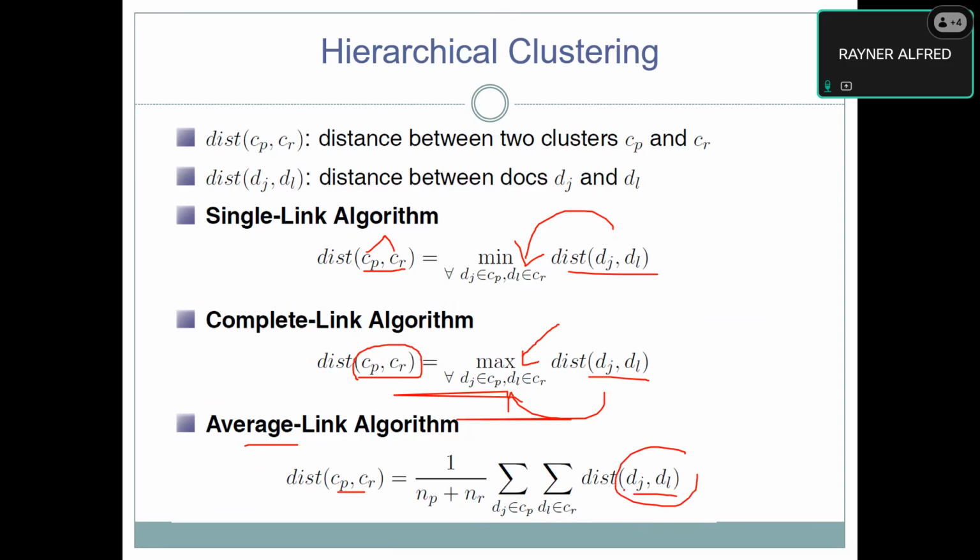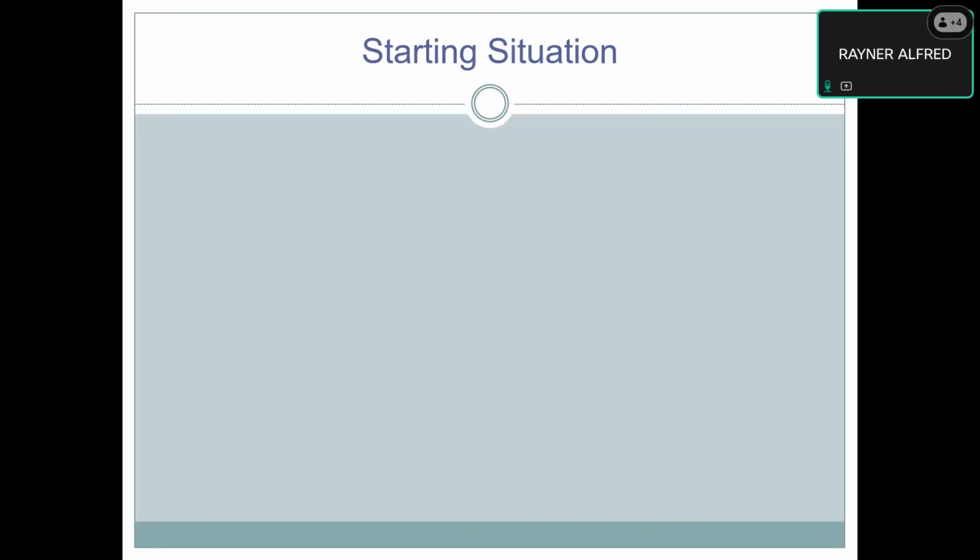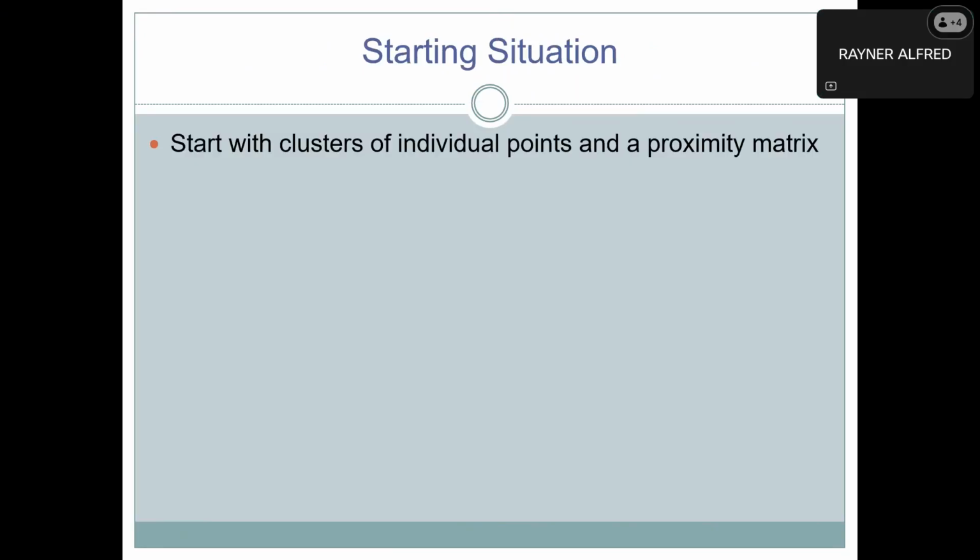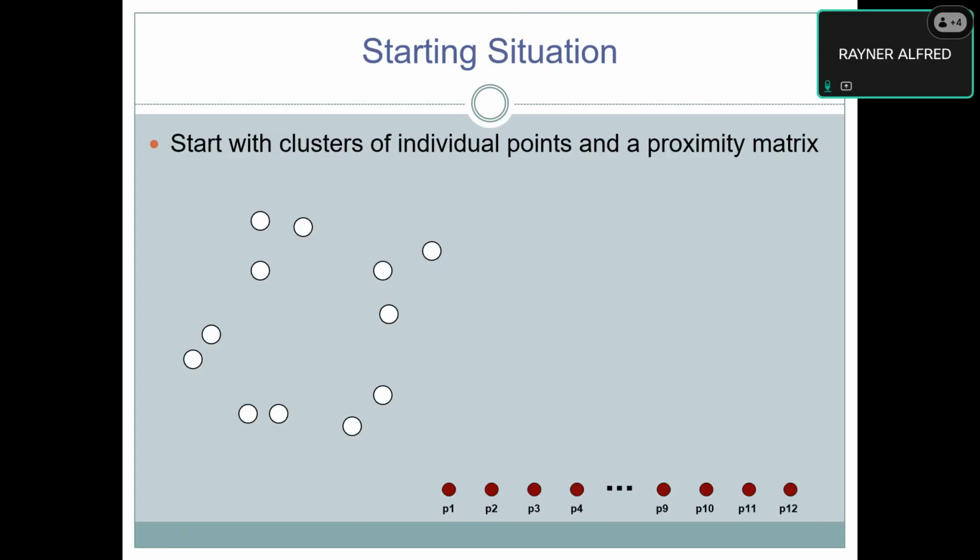Okay, let me show you the basic one. So we start with clusters of individual points. For example, this one, how many do we have? 3, 3, 4, 12. So we have 12 data points here. So we need to start with each document considered as an individual cluster. So our task is to determine which documents we should combine to form the cluster.